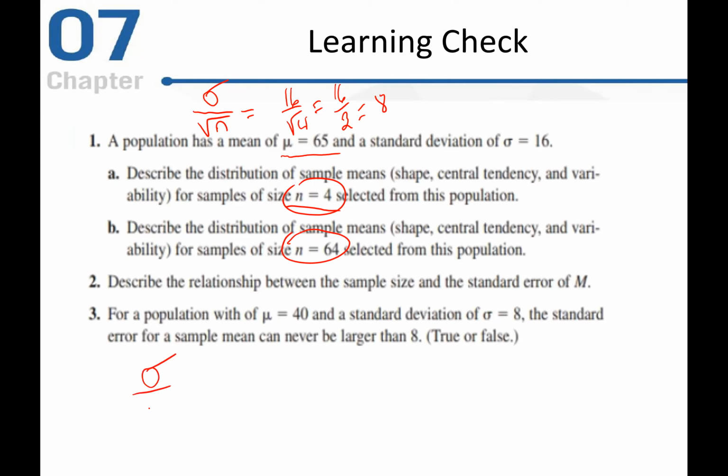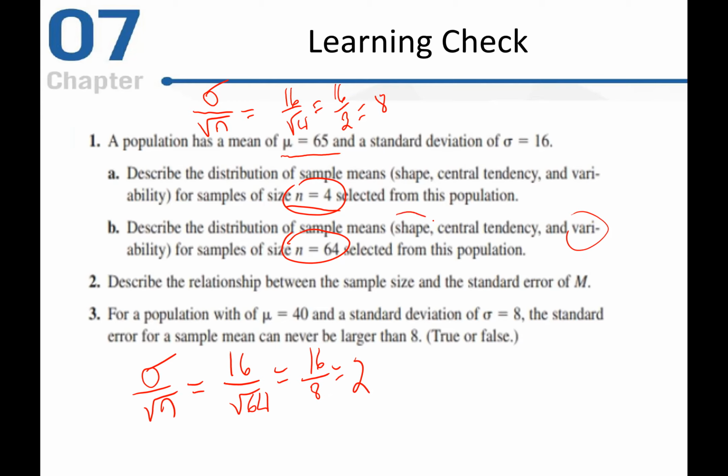To get the standard error of the mean, it's going to be, again, the population standard deviation divided by the square root of the sample size. So that is going to be 16 over the square root of 64, which equals 16 over 8, which gives us 2. So the variability, which is the standard error of the mean, is going to be 2.